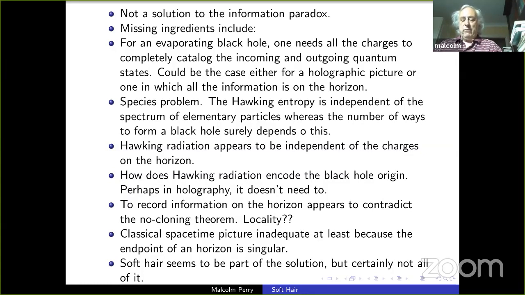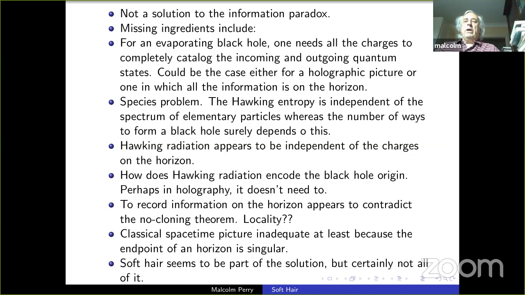And then you could say from the fact that the charges are conserved, that it would give rise to correlations found in the outgoing Hawking radiation. But there are obvious problems with this. The first is it seems strange because of the species problem. The Hawking entropy is independent of the spectrum of elementary particles, but the number of ways of forming a black hole surely depends on what the spectrum of elementary particles actually is. If you had 1,000,000 times more elementary particles, you'd expect the entropy to be correspondingly bigger.